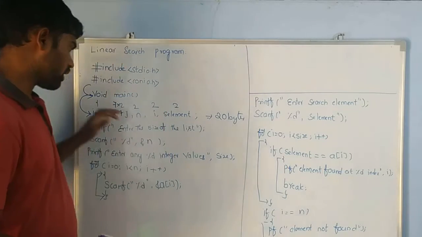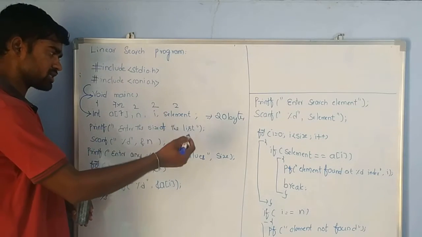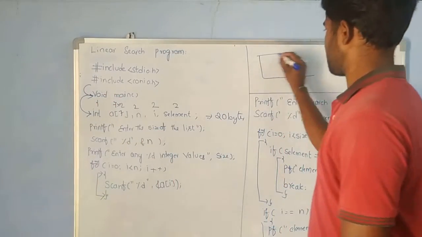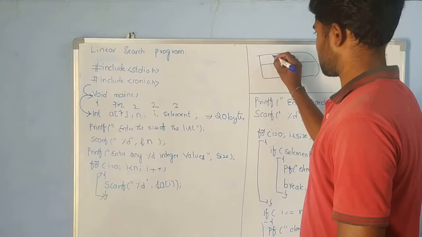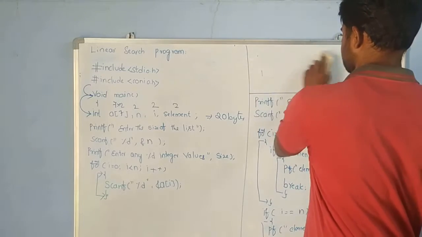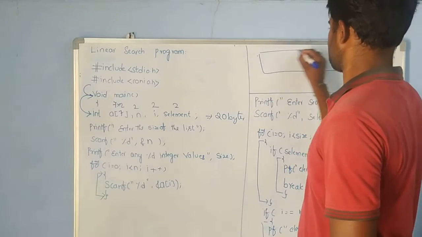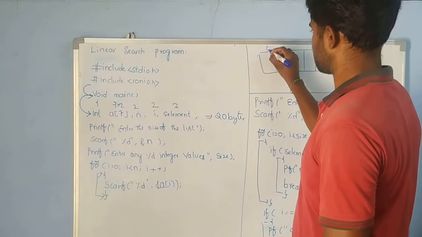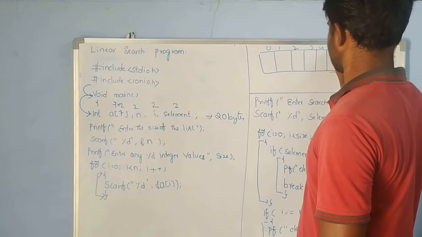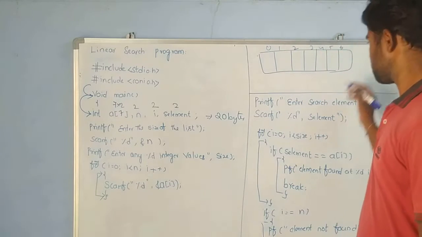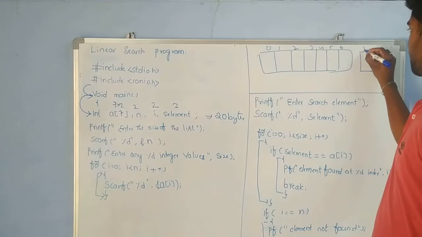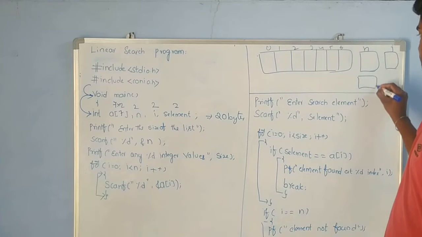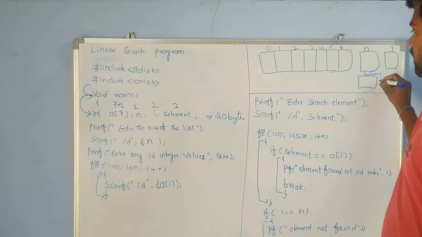So right now, what will happen after allocating the memory for the array variables? Now let us assume this is the array, with indexes 0, 1, 2, 3, 4, 5, 6. Okay, so now we got memory allocation for n also. We got memory allocation for I, and we got memory allocation for S element also. Okay, all are filled up.